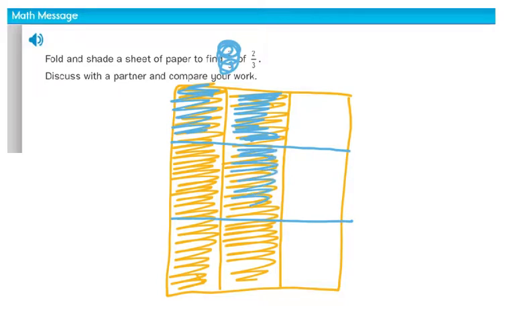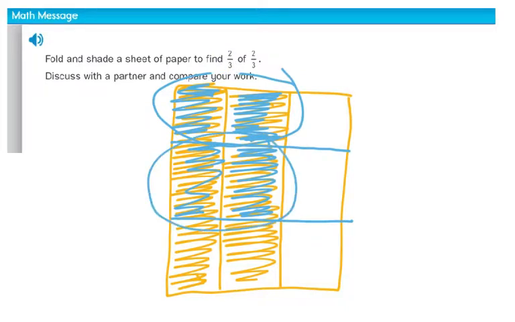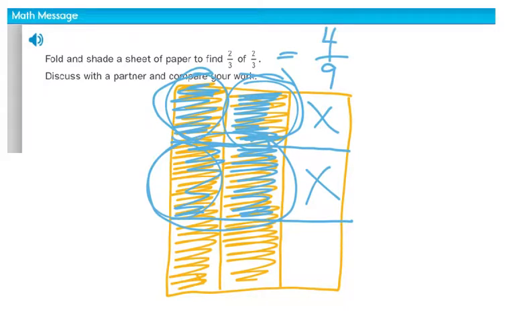Remember, we're only shading the part that's already been shaded. So here's 1 out of the 3. Here is 2 out of the 3. This was never shaded to begin with. This was never just shaded to begin with. So what is 2/3 of 2/3? 9 equal parts. 4 are double shaded. 4 9ths.